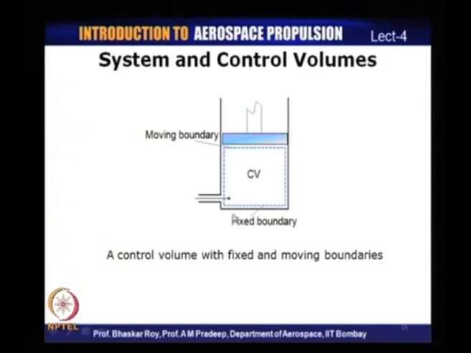So, as I had mentioned earlier, the walls of the cylinder constitute the fixed boundary of the system, and the piston on this side constitutes the moving boundary. And this is a control volume, that is an open system, because there is mass transfer across the system boundaries in addition to energy transfer. So, this is an example of an open system which has a fixed boundary as well as a moving boundary.